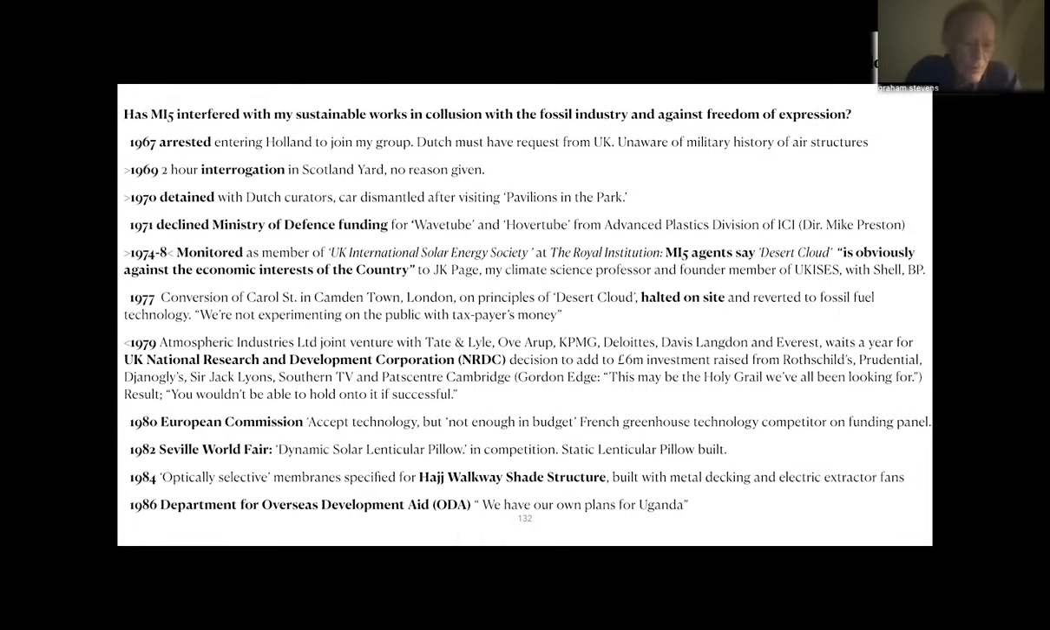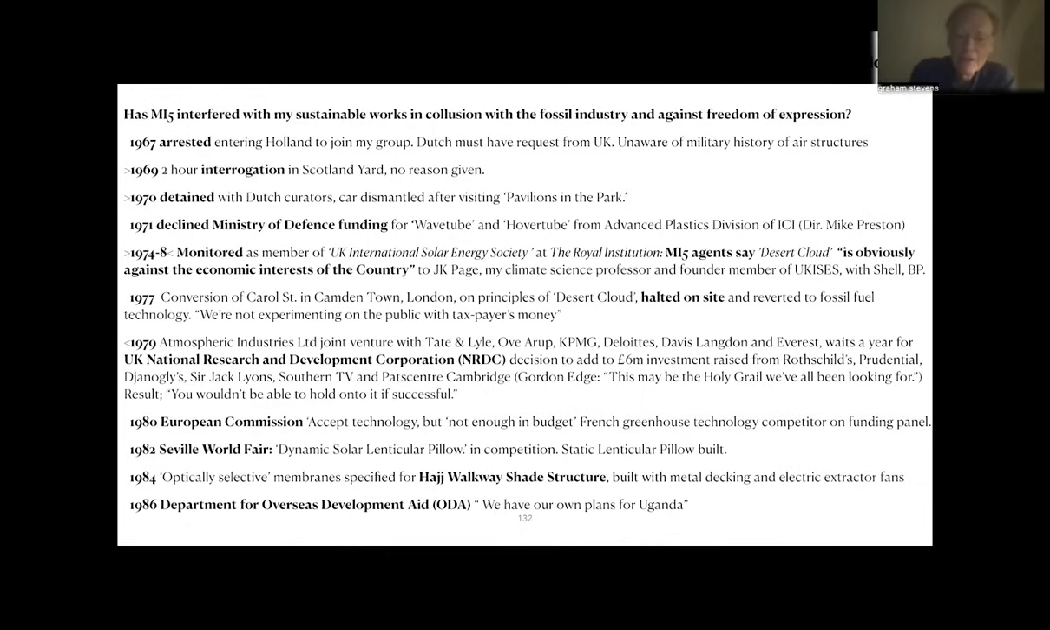And they produced a report within a couple of months saying that it did all it said on the tin. So that was the basis of forming the company and raising the money. The European Commission wanted to invest, but they said they didn't have enough money.